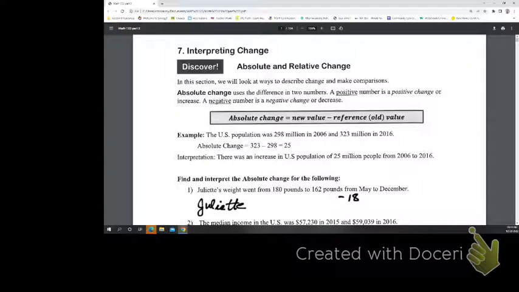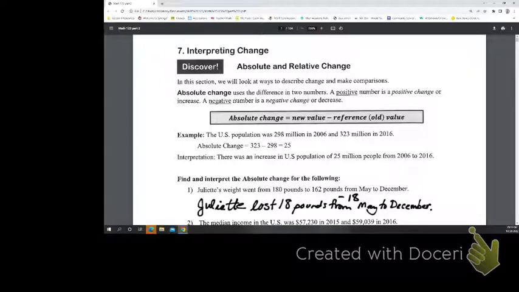So when we read it, sometimes you might have said, well, I just said 18, but I would have said she lost 18, right? So I could say Juliet lost 18 pounds from May to December. Or I could say her weight decreased by 18 pounds from May to December. Many ways I could word that. So don't get extremely hung up on the negative part, as long as you are writing a sentence that reflects that she lost the 18 pounds.